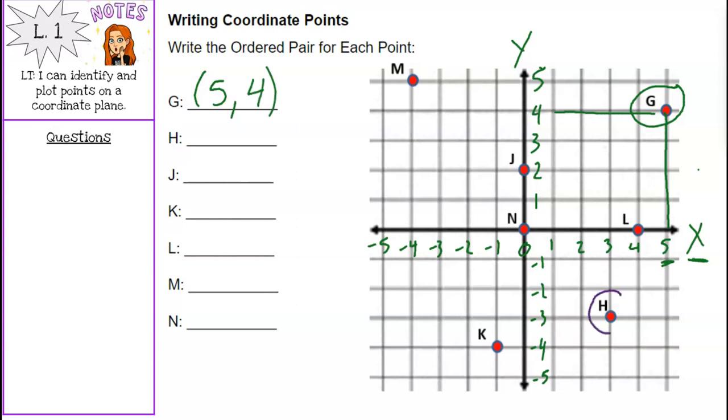Next we have point H, which is right here. So we write our x number first. It lines up with 3 on the x-axis, and then -3 on the y-axis, so that's our second number. Point J is right here. Remember, this one can be a little tricky, but if we look, we line up with 0 on the x-axis because we didn't go left or right, so our first number is 0, and then we went up to 2 on our y-axis. K is right here, so K is -1 for our x number, and then -4 for our y number.